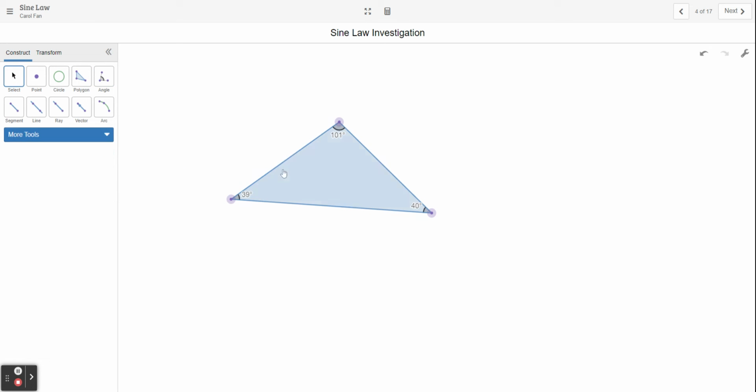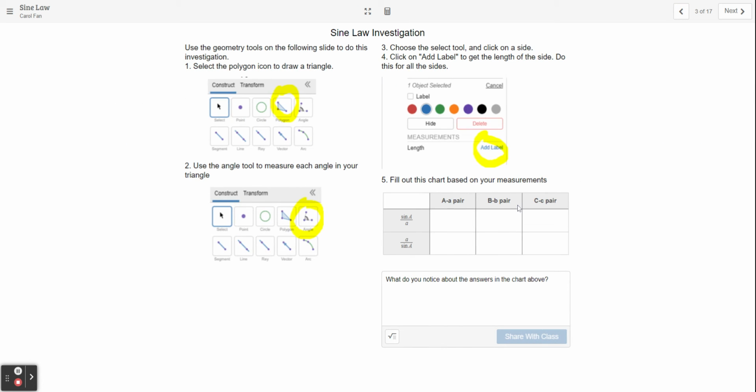Go to select, and we're going to select each side to get the measurement. So down here, go to measurement, add label. We're going to be adding the length for each one. So once I have these sides and angles, I'm going to go back into my chart to fill out the answers. So I would say make everything rounded to 2 decimal places.